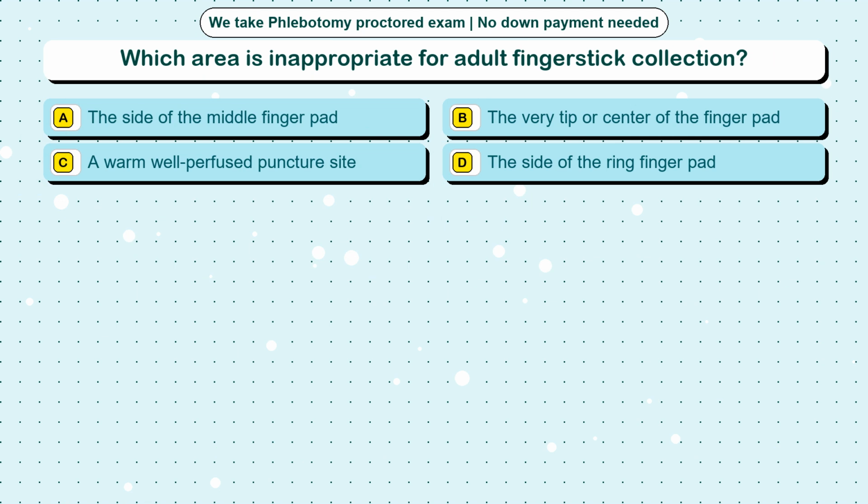Question 20. Which area is inappropriate for adult fingerstick collection? Option A, the side of the middle finger pad. Option B, the very tip or center of the finger pad. Option C, a warm well-perfused puncture site. Option D, the side of the ring finger pad.